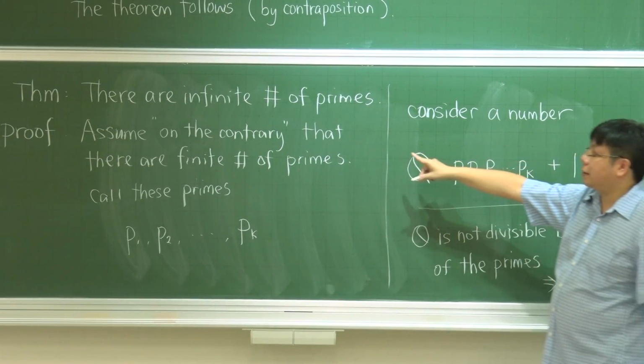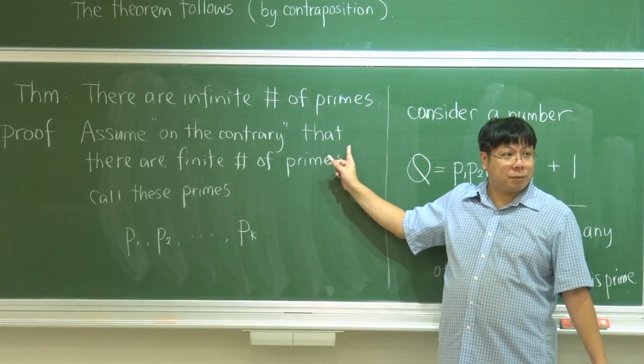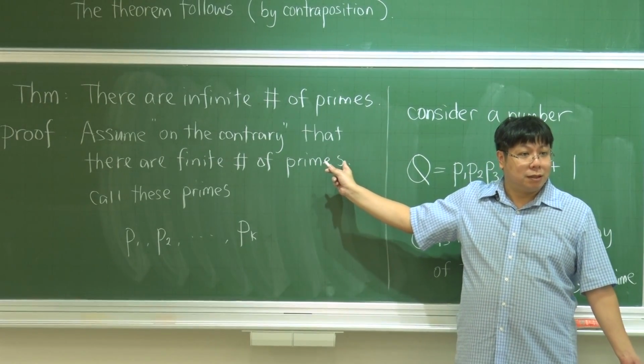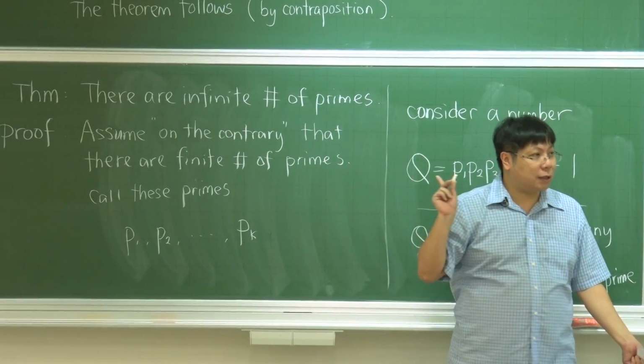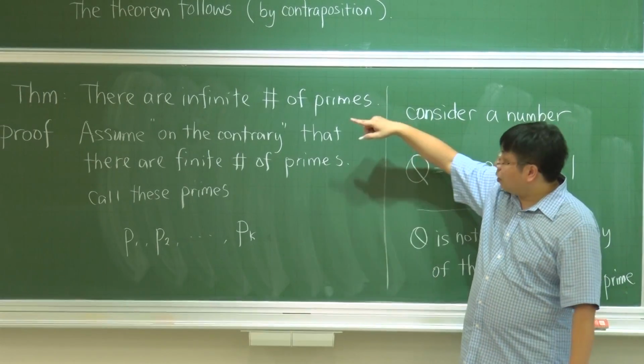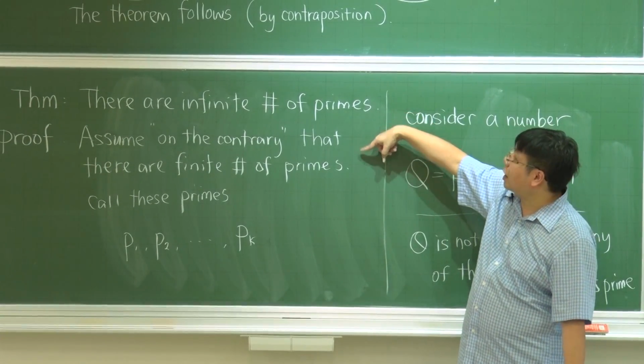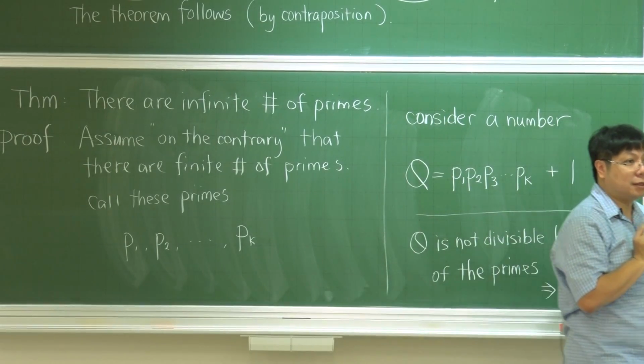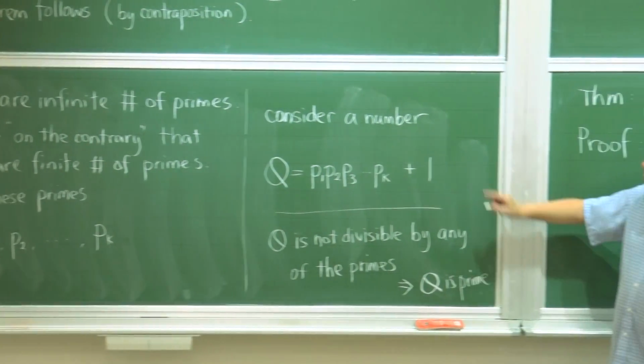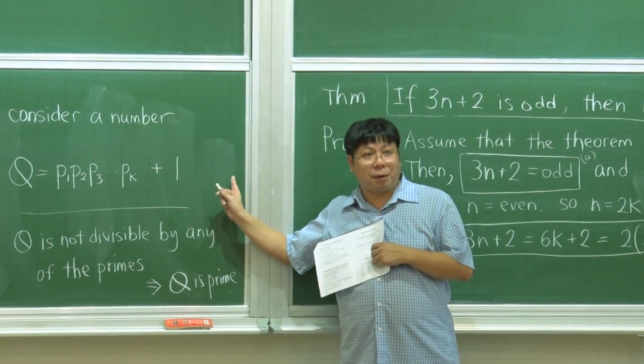So the contradiction comes, and it implies that the beginning assumption has to be wrong. Because if this is correct, then we should not have any contradiction. The only case where we get a contradiction is when this is wrong. And if this is wrong, then the original theorem is correct. Is that okay?